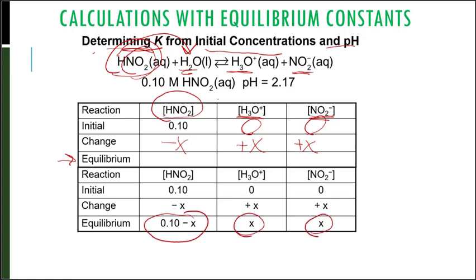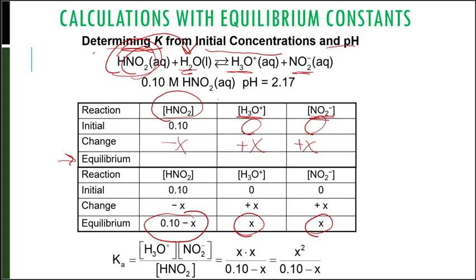So let's set up our Ka expression. Our products would be the concentration of H3O+ times the concentration of NO2- all over the concentration of HNO2. All right, so at equilibrium we have X times X divided by 0.1 minus X, which then can simplify. X times X is X squared over 0.1 minus X.